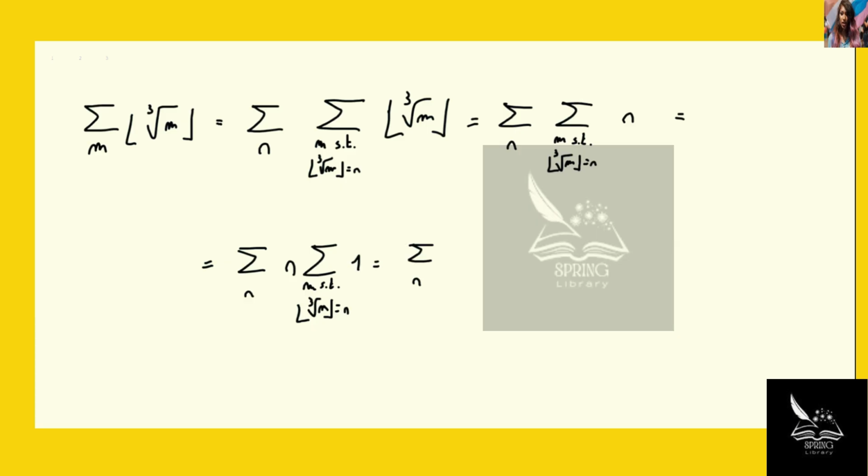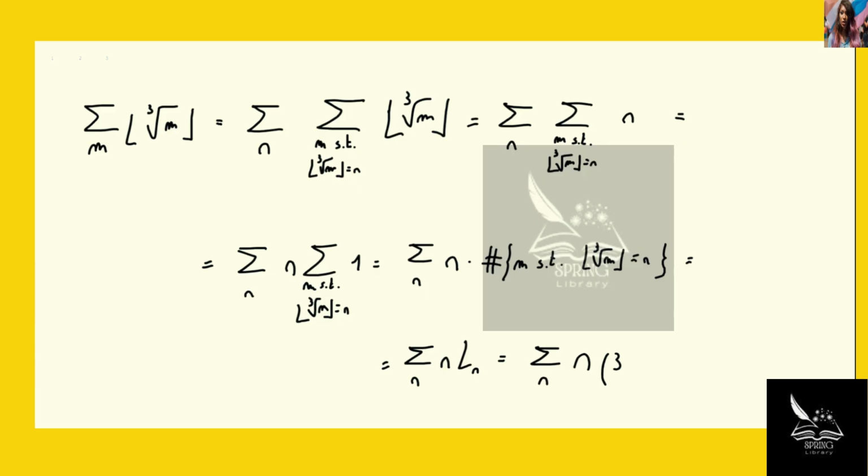And of course, what is that? That's the sum over n that multiplies, well, we're summing 1 as many times as there are values of m such that the floor of the cubic root of m is n. And we've established that that's exactly L_n. But we have the formula for L_n, we computed it previously. That's the sum of n that multiplies 3n squared plus 3n plus 1.